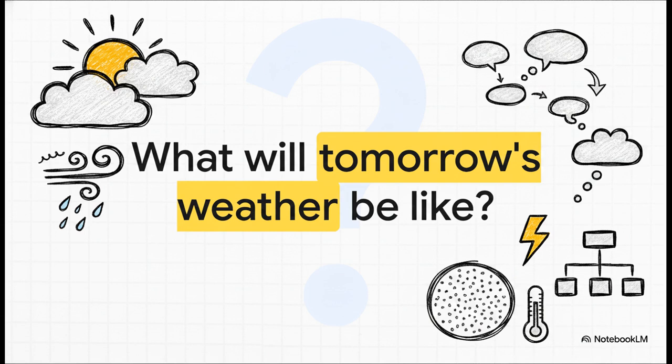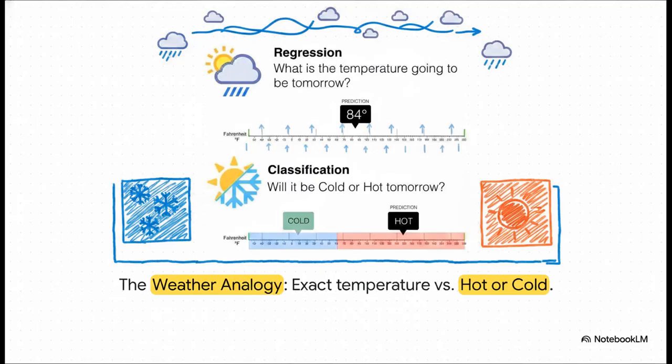Believe it or not, exactly how you choose to answer that question completely determines which algorithm you need to use. Check this out. If you want to know the exact temperature tomorrow, like predicting it's going to be exactly 84 degrees, you're dealing with continuous output. That makes it a regression problem.